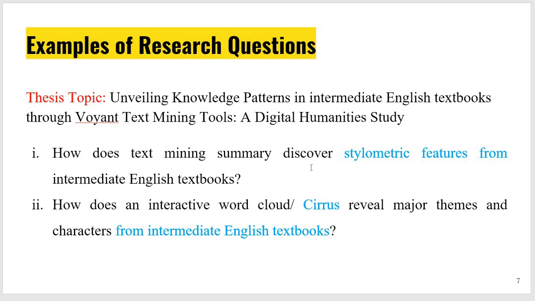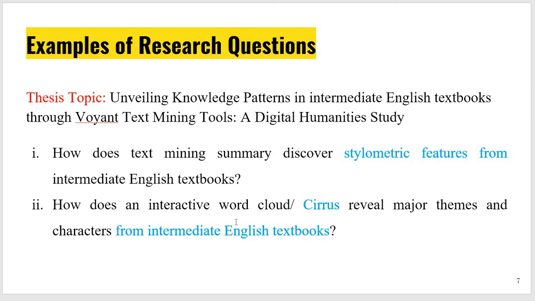How does text mining summary discover stylometric features from intermediate English textbook? Look at this example. Text mining summary, this is independent variable. What will it discover? Stylometric features. This is dependent variable. So there are two variables and the question has been started with how.